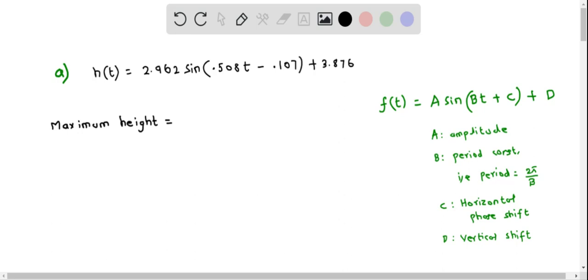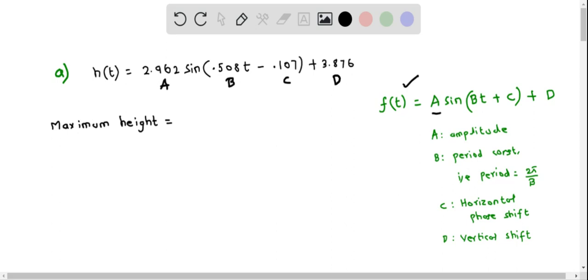So let's understand a little bit about this general sine function. Here we have this sine function f of t equals A sine of (Bt plus C) plus D, where A is the amplitude, B is a period constant, that is, 2 pi over B gives the period, C is a horizontal phase shift, and D represents the vertical shift. So first, let's identify A, B, C, and D from this sine equation. That is, this is A, B is 0.508, C is negative 0.107, and D is 3.876.